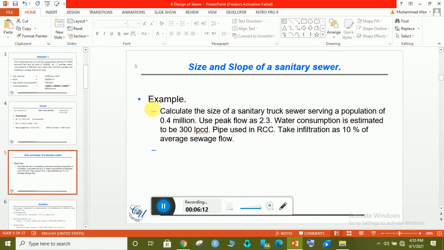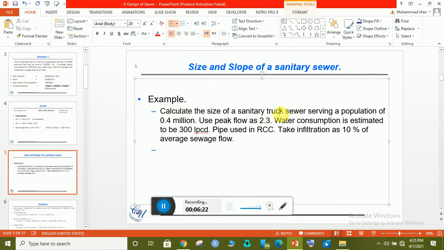So in this example, calculate the size of a sanitary trunk sewer serving a population. Trunk sewer, T-R-U-N-K, trunk sewer, which is a population of 0.4 million. Suppose any area whose population is 0.4 million, and use the peak flow as 2.3.